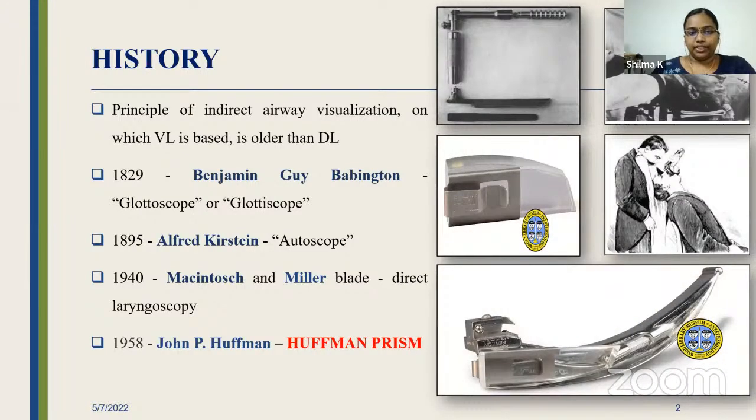Then in 1958, John P. Huffman described the Huffman prism. This is the diagram of the Huffman prism. It is a specially shaped acrylic with one end flat and the other end having a 30-degree angulation, and it also has a metallic clip. They clipped this prism onto the flange of the Macintosh blade, and this helped in situations where direct visualization was difficult. But the problem was that it was quite bulky, so manipulation of the endotracheal tube was difficult.